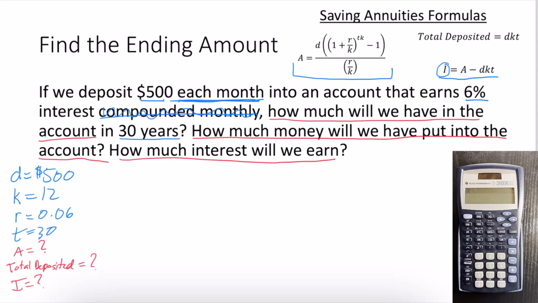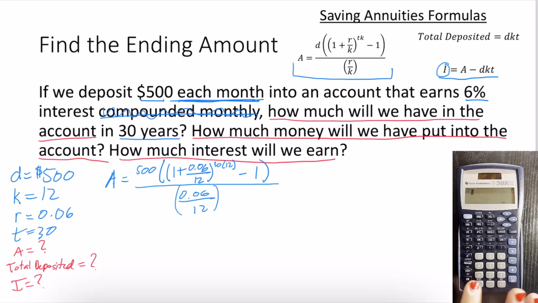So I'm going to use that first big complicated formula, and I'm going to say A equals $500, because that's what D is, times, in two sets of parentheses, 1 plus my R, which is 0.06, divided by my compounding period, which is 12, raised to an exponent of the number of years, which is 30, times the number of compounds per year, which is 12, and then I have minus 1, and all of this is over 0.06 over 12 in parentheses.